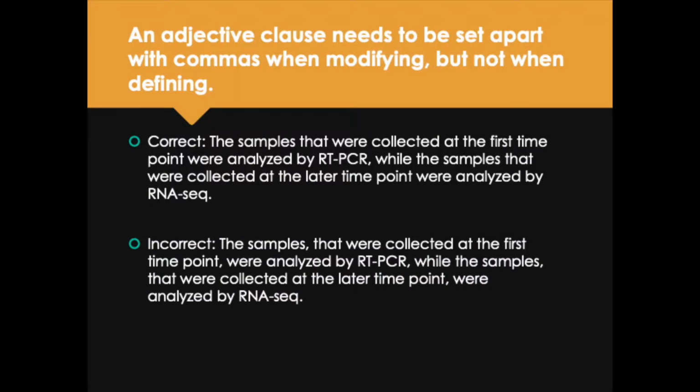That is correct because we have two "that" phrases. That phrases are defining, as we learned earlier when we talked about "that" versus "which." With these defining phrases, we don't use the commas. It would be incorrect to write it this way: the samples, comma, that were collected at the first time point, comma, were analyzed by RT-PCR, while the samples, comma, that were collected at the later time point, comma, were analyzed by RNA-seq. Again, because these adjective clauses are defining, they're not modifying.